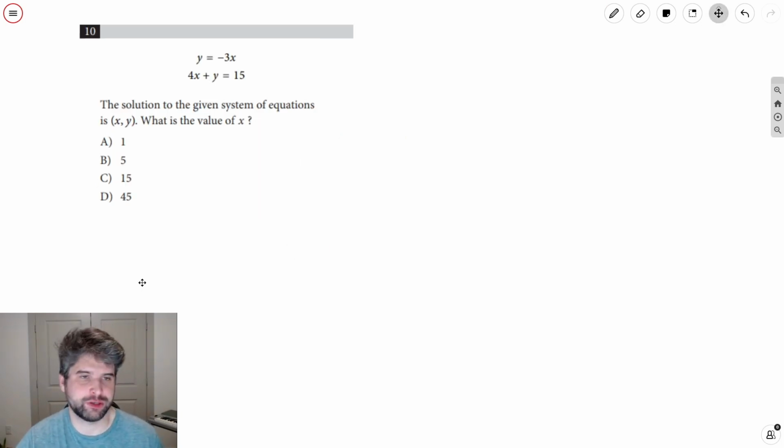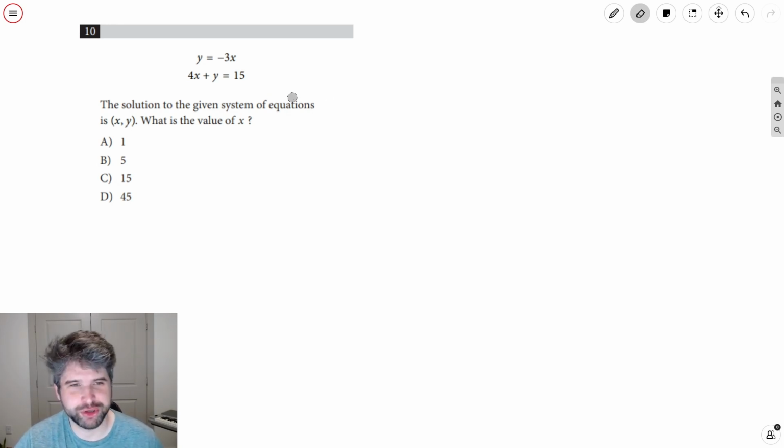All right. So question number 10 says, well, we get two equations, and they're actually together, they're a system of equations. It says the solution to the given system of equations is x comma y. What is the value of x? So pause the video and see if you can solve this problem.